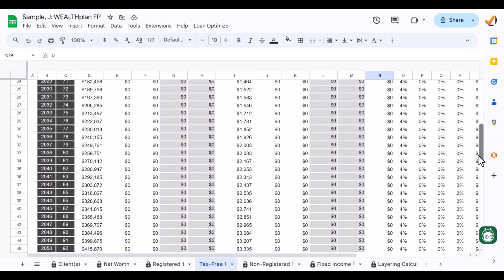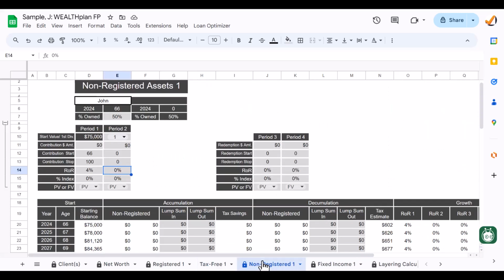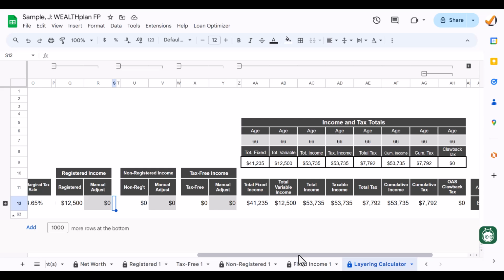We move on to his tax-free savings account. Here, we're not going to take income. All we're going to do is grow it over time. We're going to do the same thing with his non-registered assets. You can see from age 66 to age 100, and we're going to grow it at 4%. And we'll talk about why we're not going to take money from there in a second.